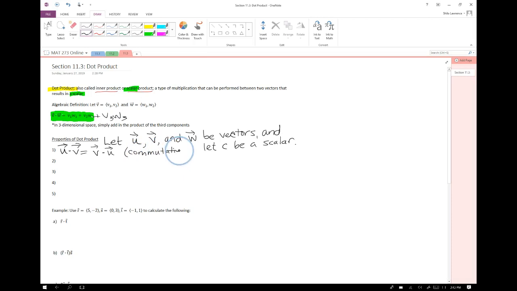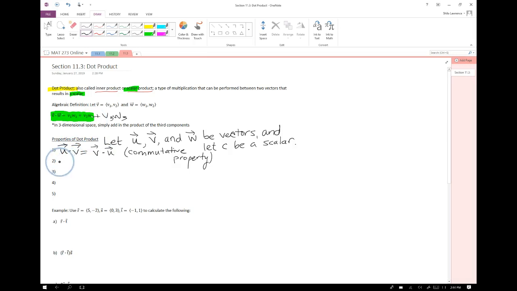And the reason this works is because both of the operations that we're using to do this calculation are commutative as well. The order that we multiply components in doesn't matter. They would be the same result. And then the order that we add these products in wouldn't matter. We'd get the same result. So the overall dot product itself is also commutative.